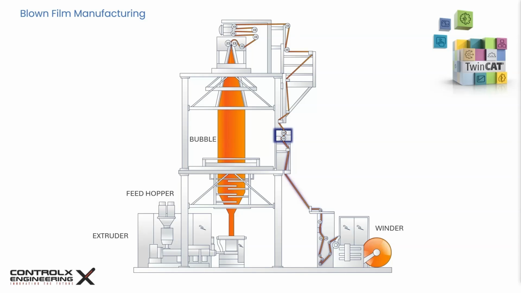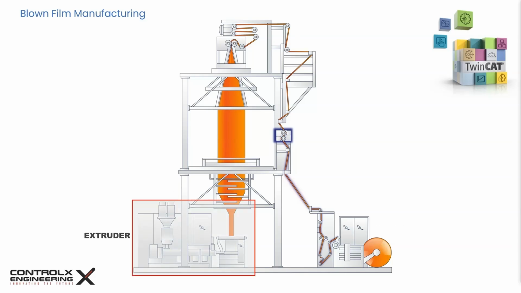Compressed air blows into the tube, expanding it into a bubble of thin film of plastic. The bubble then passes through cooling zones to maintain shape and strength. The bubble is then collapsed and pulled through rollers, flattened, and wound onto large spools for storage and cutting at the winder. For the purposes of this tutorial, we'll focus on the extruder part only.